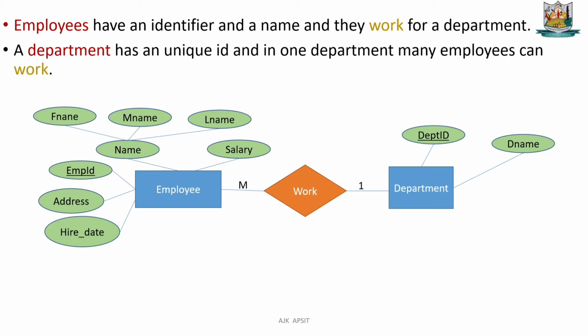Here we have added the attributes also. The employee has a unique identifier, the employee ID, which is the key for the employee entity. Here the name is a composite attribute. As we can see, the name is divided into first name, middle name and last name. As well, the department ID is the key for the department.